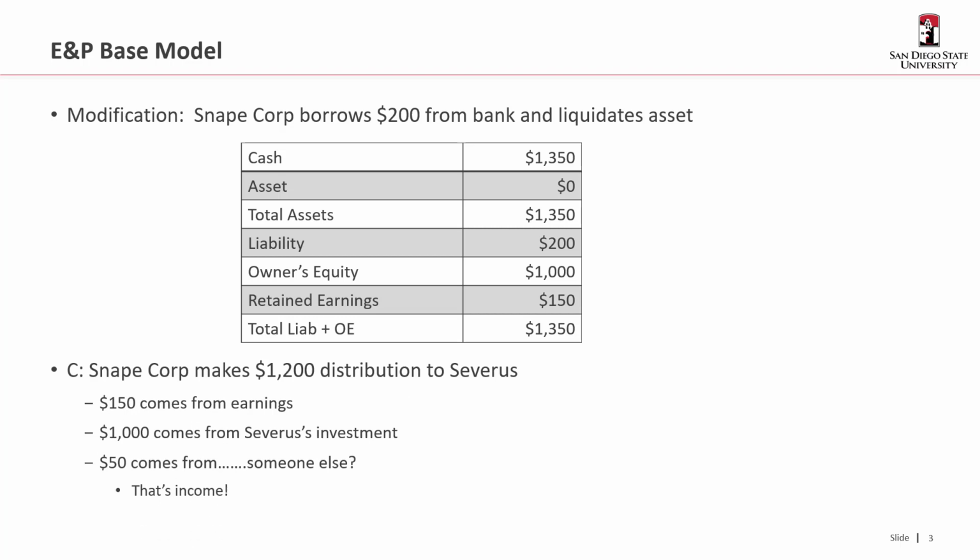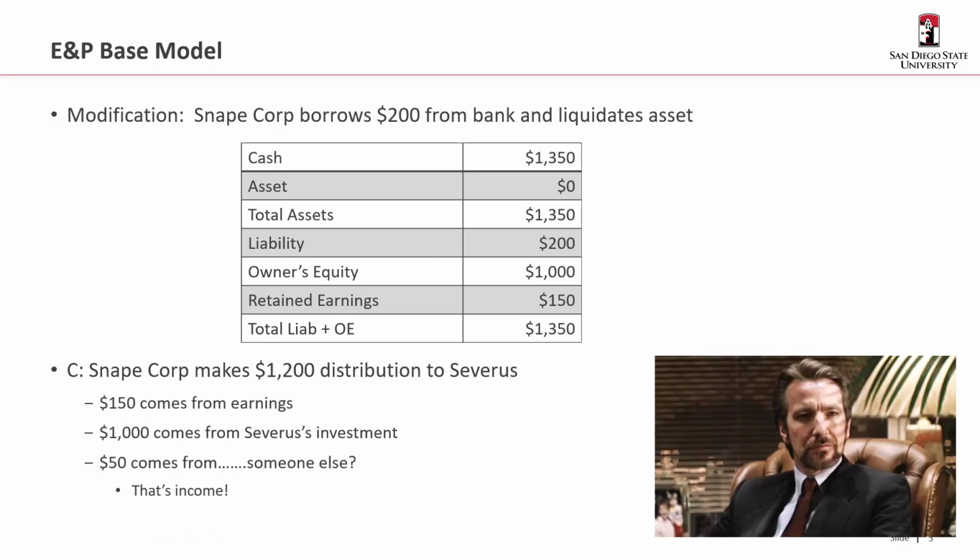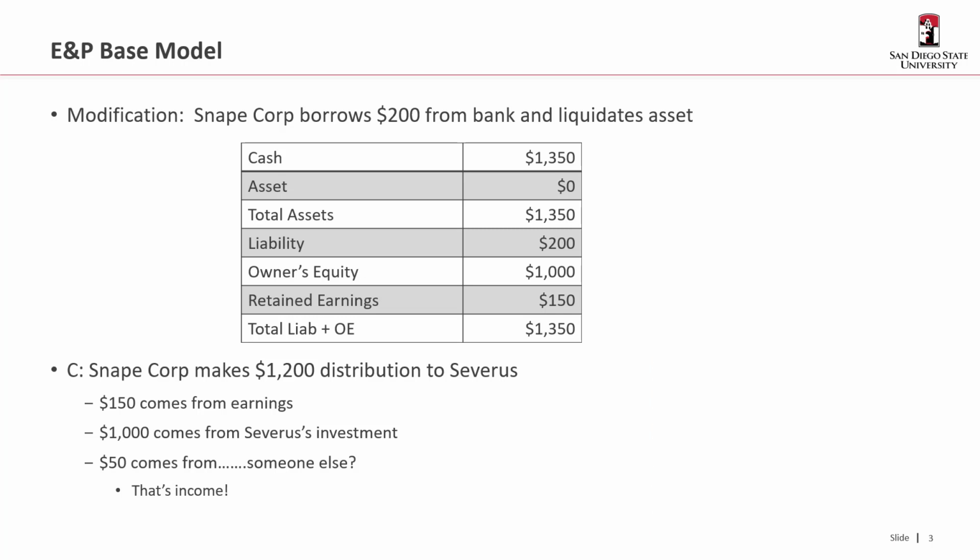So let's say now that Snape Corp makes a $1,200 distribution to Severus. Okay, let's march through where that money came from. $150 of it came from the earnings of the corporation. $1,000 of it came from Severus's investment. So he's received back everything that he put in, plus $50 more that came from, well, let's face it, someone else. It came from the bank. When that corporation makes a distribution of that $50 to Severus, that's his money now. That means that's income under the claim of right doctrine.